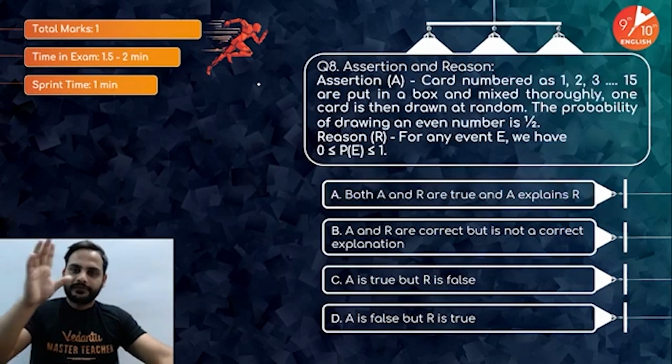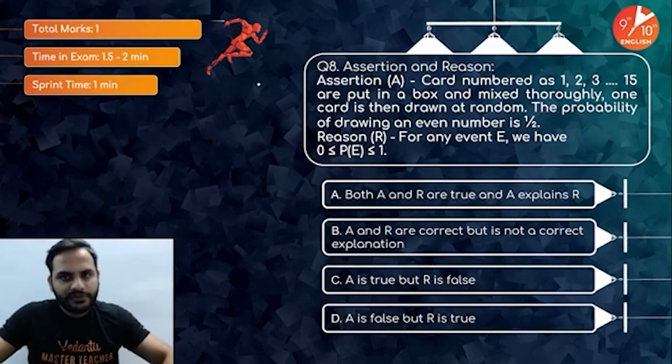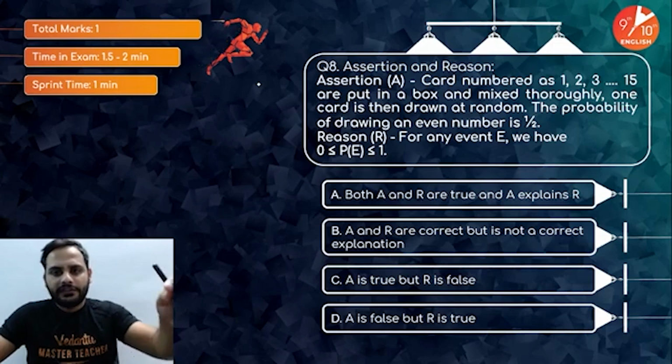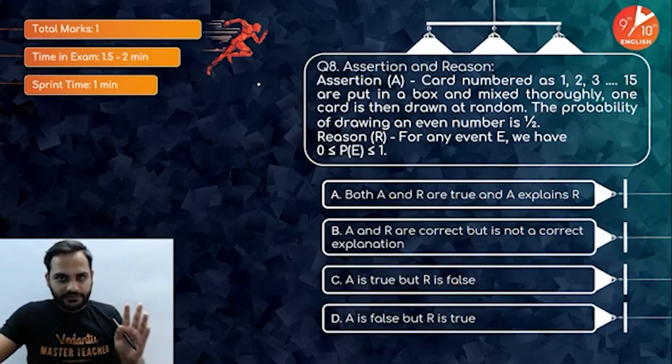Okay? Next one, assertion: cards numbered 1 2 3 4 up to 15 are put in a box, mixed thoroughly. One card is then drawn at random. The probability of drawing an even number is 1 by 2. Okay?